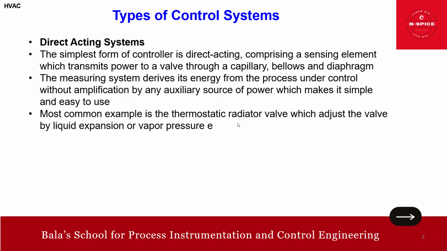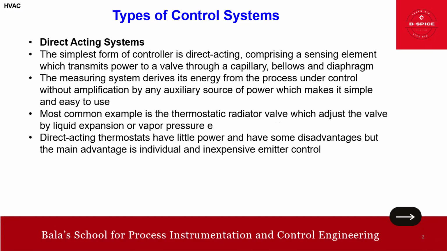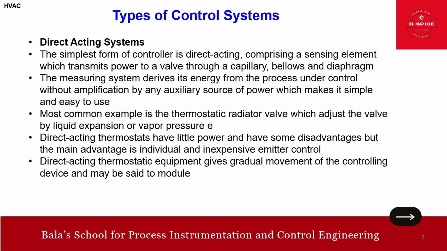So the most common example is a thermostatic radiator valve, which we discussed in the previous topic, the control basics, right? The radiator valve adjusts the valve by liquid expansion or vapor pressure. Direct acting thermostats have little power and some disadvantages, but the main advantage is that they are individual and inexpensive, right? So the direct acting thermostatic equipment gives a gradual movement of the controlling device and may be set to modulate. Okay, so this is about the direct acting.